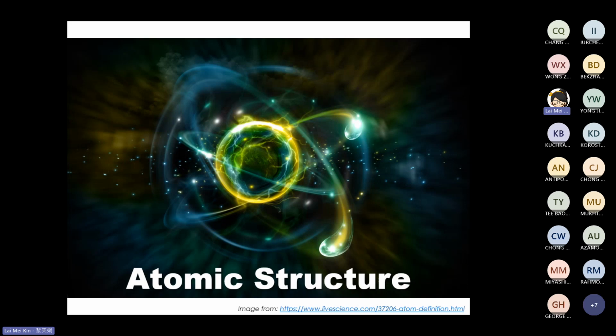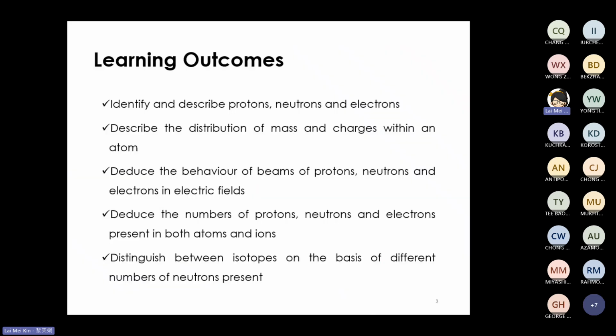Okay, so chapter 2 is atomic structure. First we learned about moles, where you package together a whole lot of atoms, a bigger picture, a whole package of atoms becoming one mole. Now we are looking into the atom. What is inside the atom? All right, so the learning outcomes at the end of the chapter.